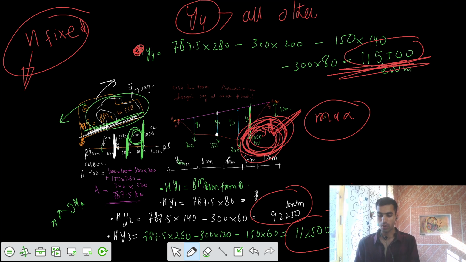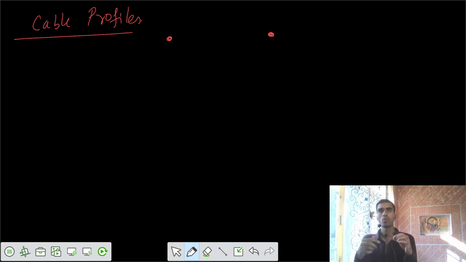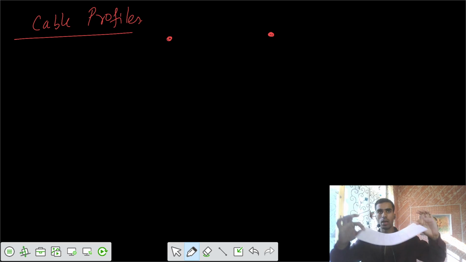So let's go for those a bit, which we have touched already. This is what we call cable profiles. If you have a cable that you support freely between two supports, say there is no external load, it's under the self weight, and some sort of profile gets developed.